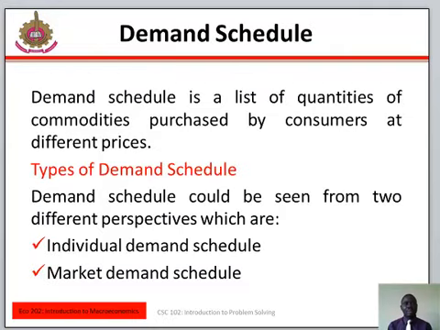Demand schedule. A demand schedule is a list of quantities of a commodity purchased by consumers at different prices. Types of demand schedule. A demand schedule could be seen from two different perspectives, which are the individual demand schedule and the market demand schedule. An individual demand schedule is a list of quantities of a commodity purchased by an individual consumer at different prices, while the market demand schedule refers to the quantities of a commodity purchased by all the consumers in the market at different prices.